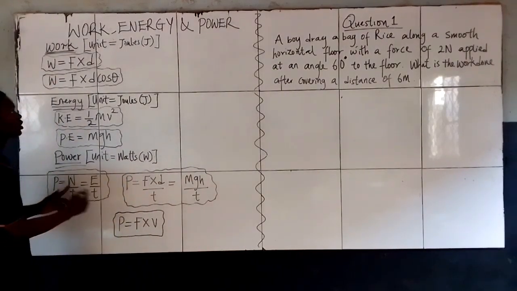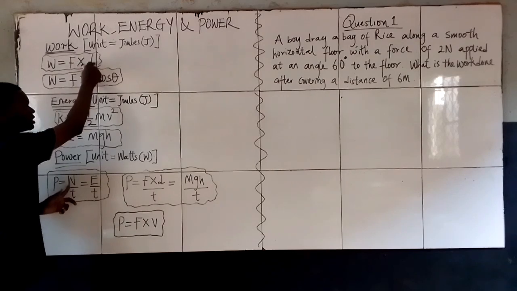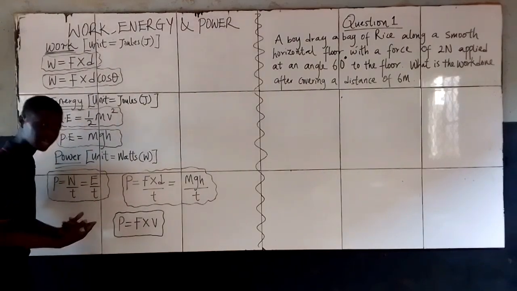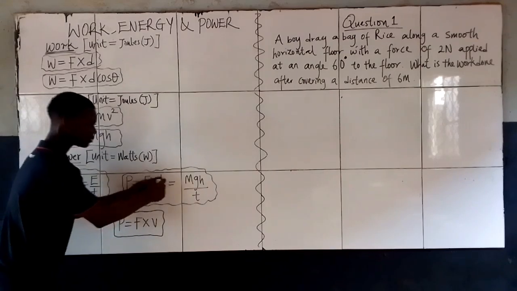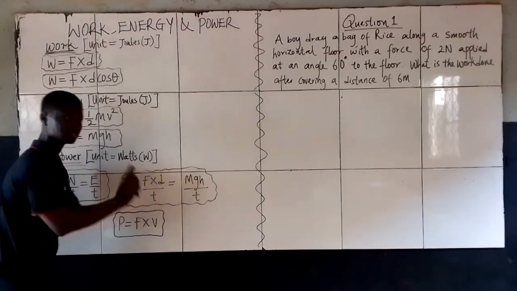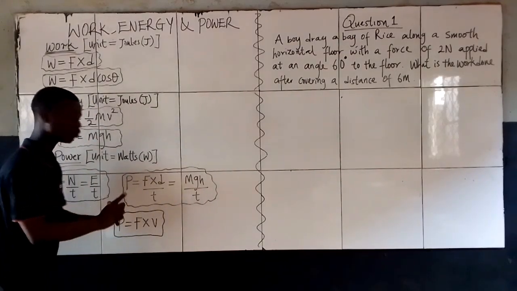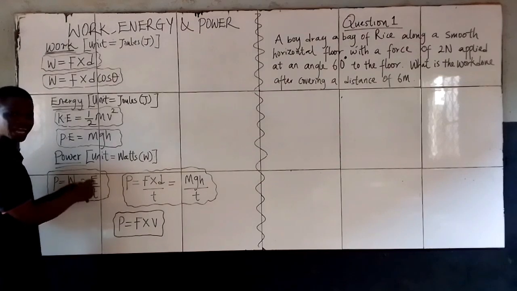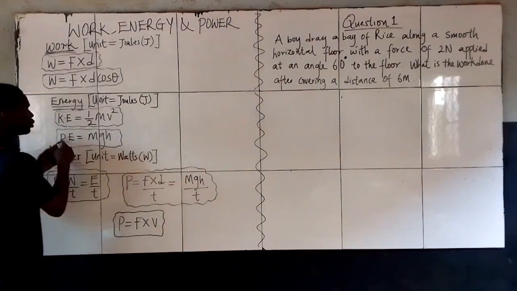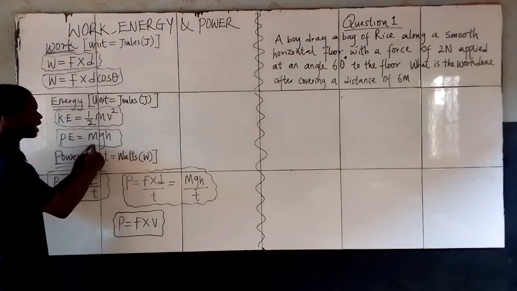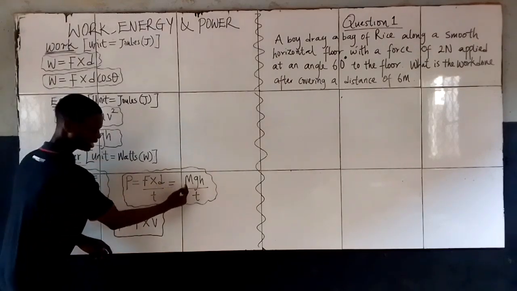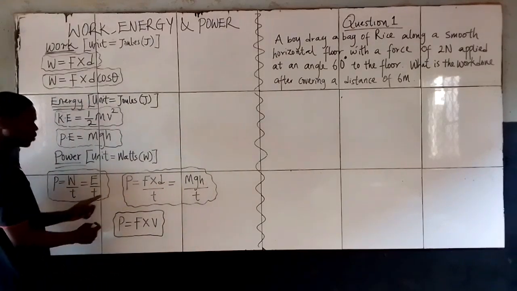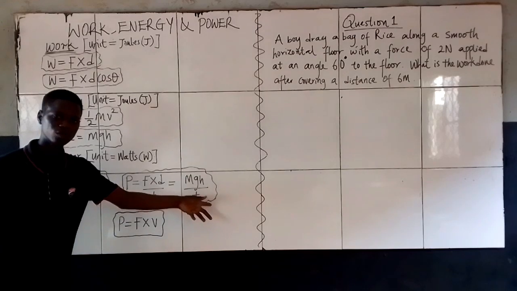Now observe something from here. We all know work is equal to force times distance. So we can create another formula for power by replacing work with force times distance, then over t. This is the second formula for power. Then we also know that E, most likely potential energy, is mgh. If that is true, we can replace this E with mgh, and then over time. So this is another formula for power.